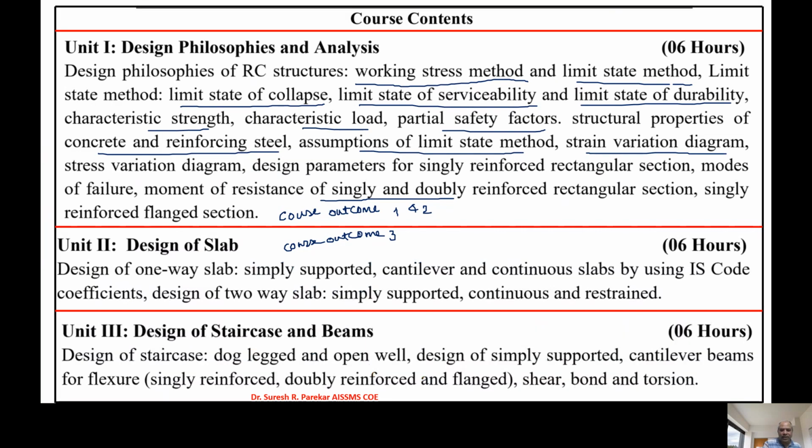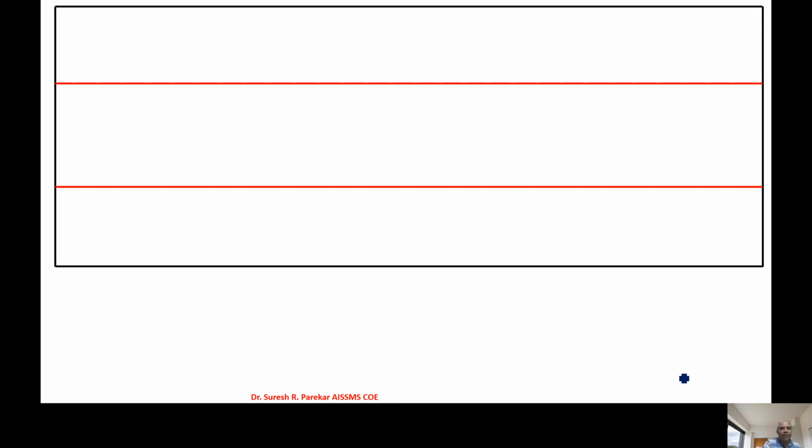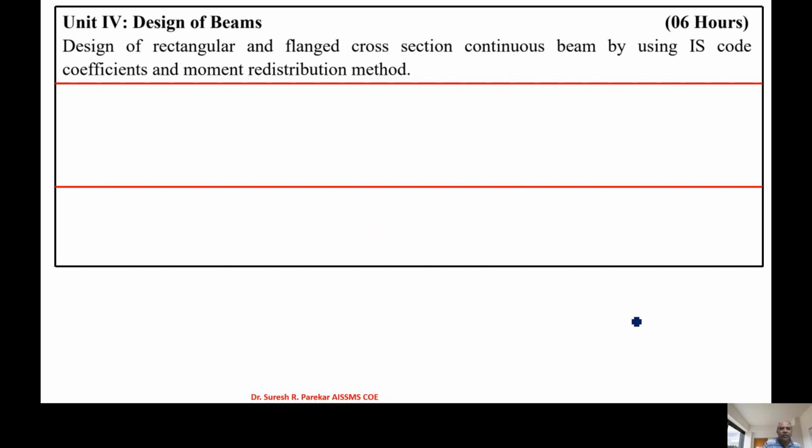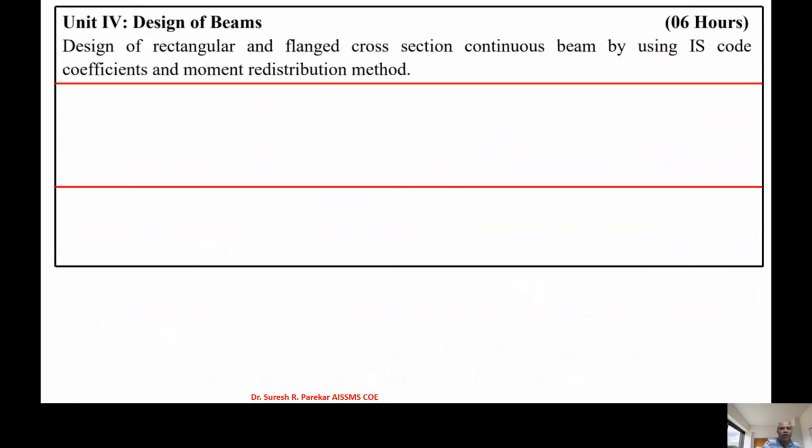Now you have design of staircase. Again you can see dog-legged staircase, and then we have open well staircase. In this we have simply supported cantilever beams for flexure, shear, bond and torsion, which we also have to study in this unit only. Then we have design of beams. Course outcome number 4 is for your staircase, then 5 is for design of beams.